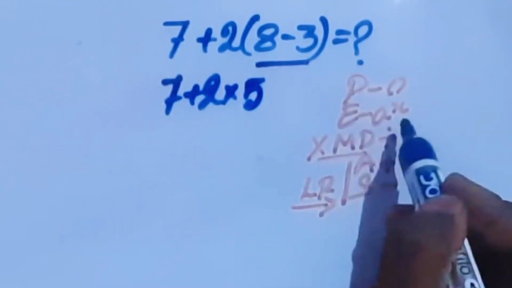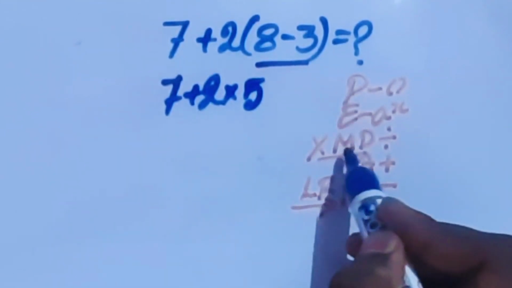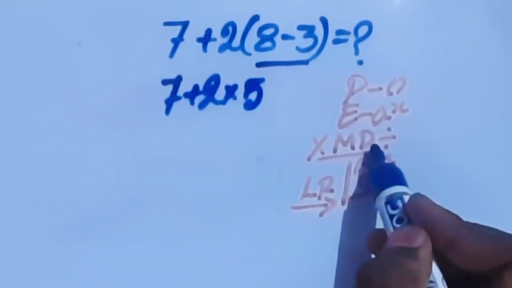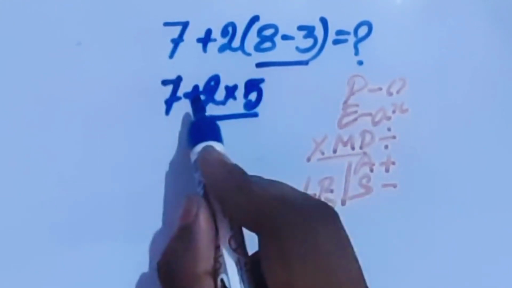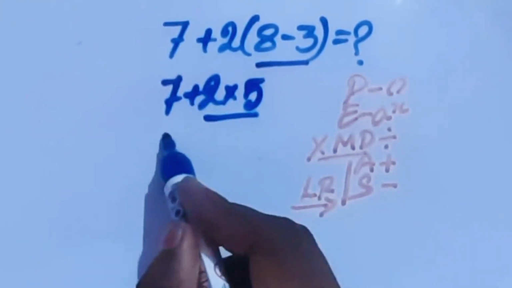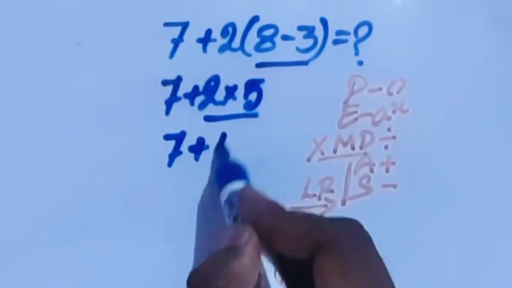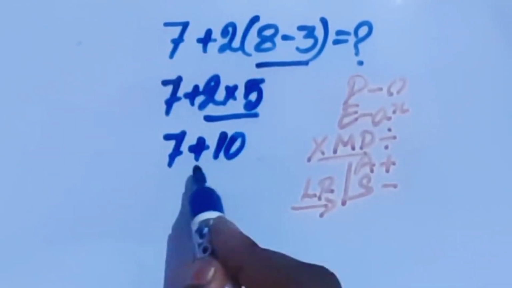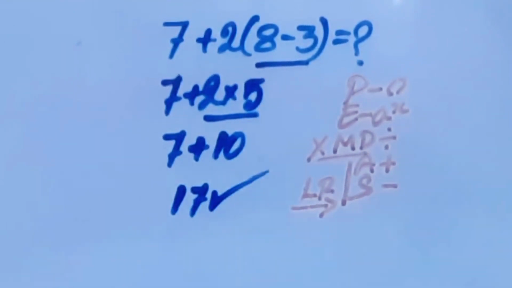Here the next priority is the exponent. In this problem we don't have an exponent, so we are moving to the next priority, which is multiplication and division. Here we have multiplication only, so we have to do this multiplication before this addition. Here 7 plus 2 times 5 is 10. Here 7 plus 10 is 17, which is the correct answer.